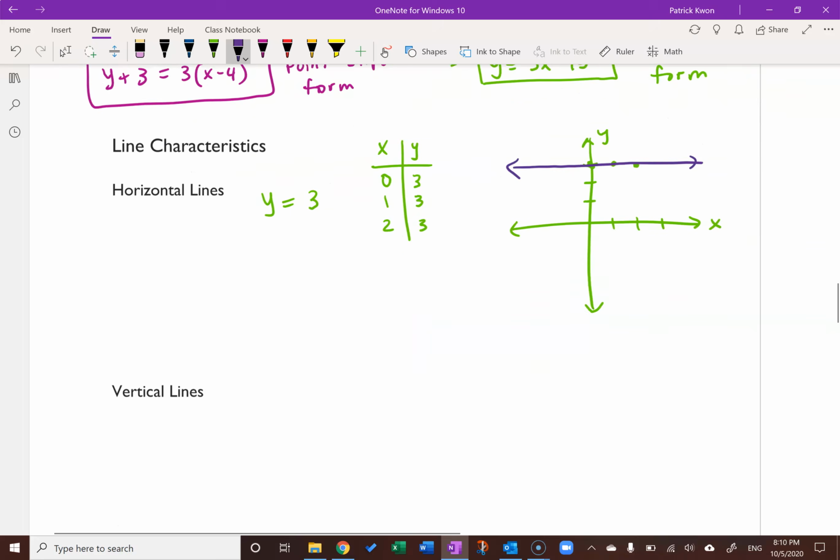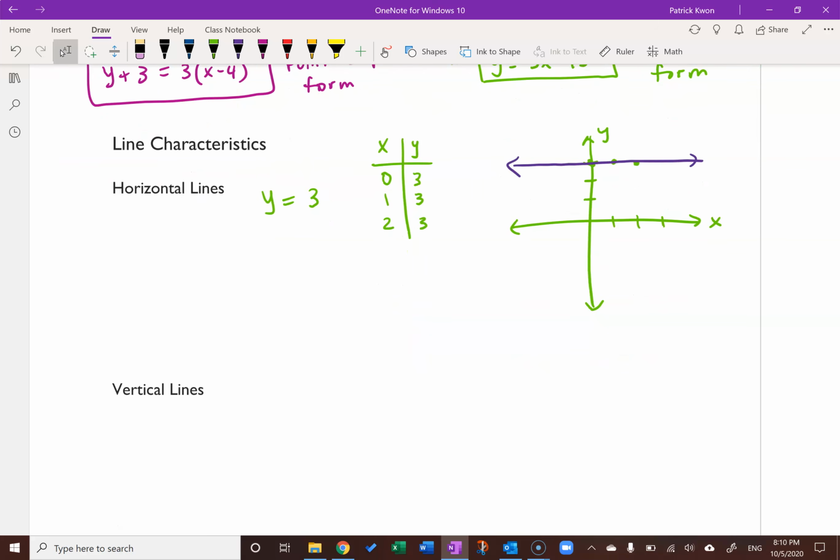Okay, so an example of a vertical line is going to look like x equals -2. And what that means is, if I made an input-output table, no matter what my output is, my input is always going to be -2. So for example, -2, 0, -2, 1, -2, 2.